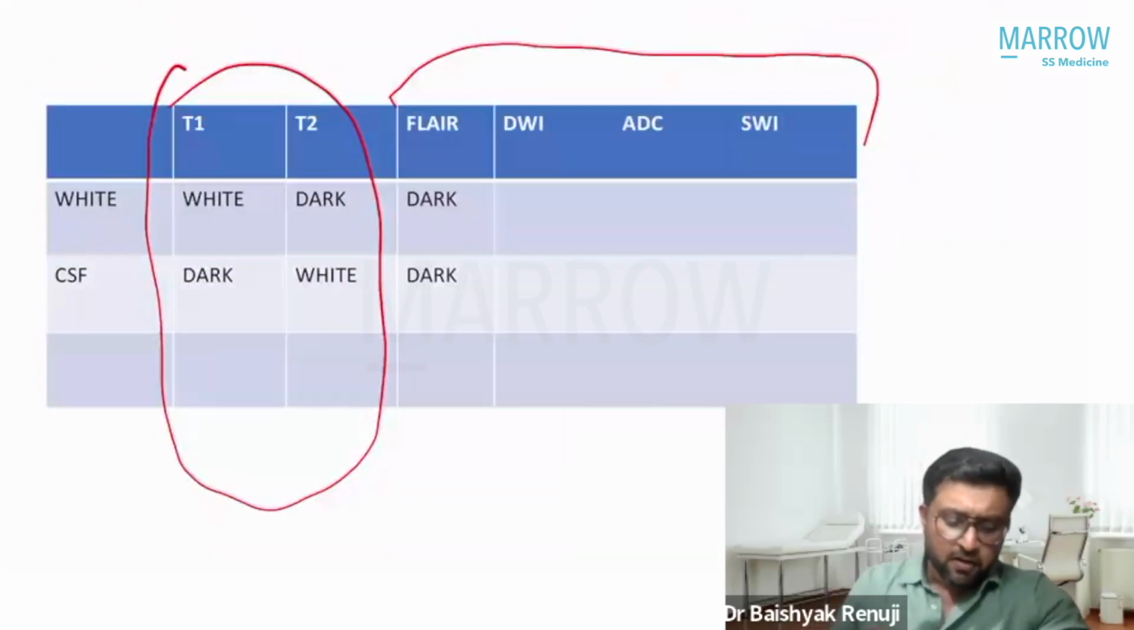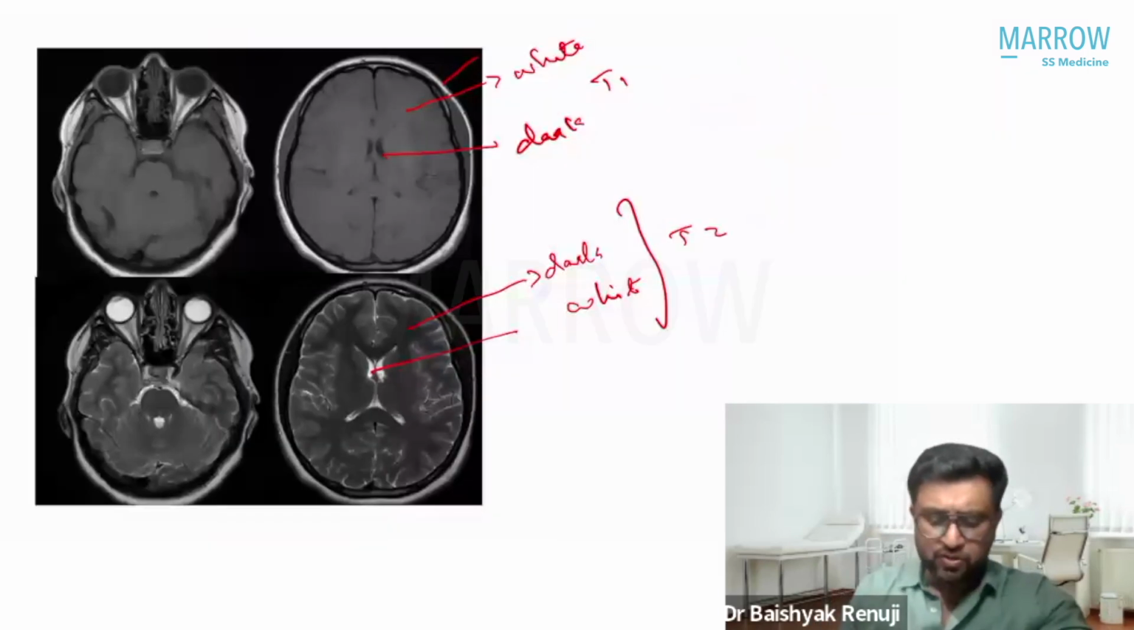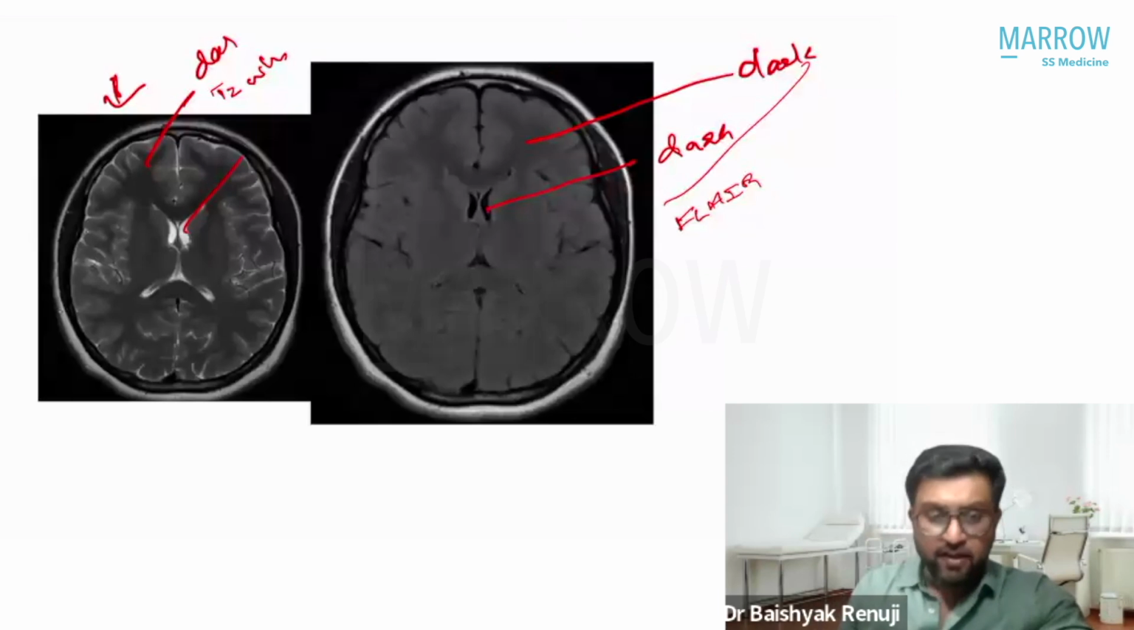T1, white matter is white, normal anatomy is maintained, CSF is dark. T2, white matter is dark, CSF is white. FLAIR is where fluid is inverted in T2, so it carries the property of T2, only that CSF is dark. So ultimately, both white matter and CSF are dark. So you understood T1, you understood FLAIR. Now we'll go to the next image.